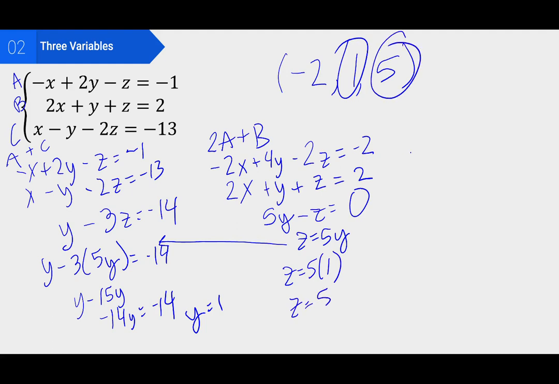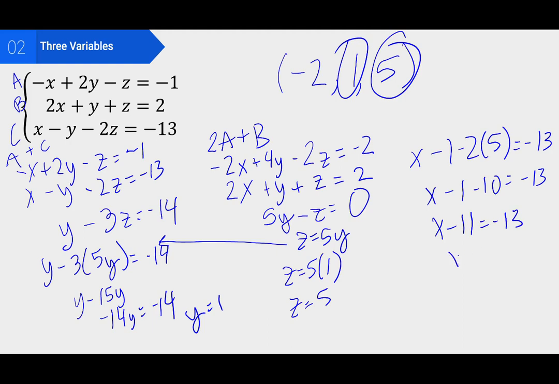Let's find x. So put that into equation C. X minus y minus 2z equals negative 13. X minus 11 equals negative 13. Add 11. X equals negative 2. We did it. Hooray. Alright, good luck helping those students with these long systems of equations.